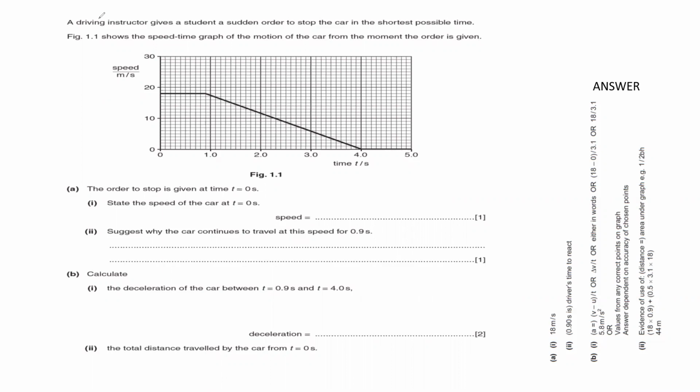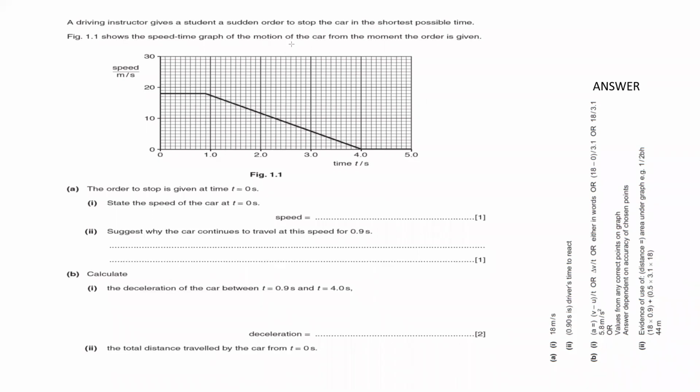In the first question, a driving instructor gives a student a sudden order to stop the car in the shortest time possible. So there's a driving instructor and he told the student to stop the car in the shortest time possible. Figure 1.1 shows the speed time graph of motion of the car from the moment the order is given. So this is a graph showing the speed time graph when the order is given.